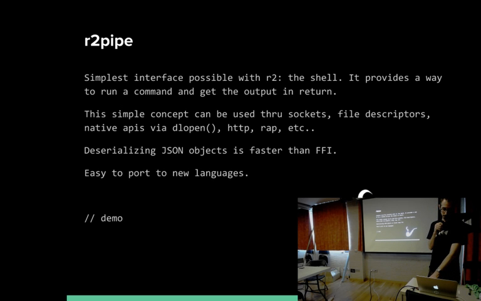Well, if you need speed, there are so many different ways to use R2pipe. You can start by spawning a new instance of radare. You can use file descriptors to pipe against the instance of radare. You can use native APIs like dlopen, so it will be just calling the C APIs directly from the language, just having a small FFI payload. And there are also some slow but useful communication channels like HTTP, TCP, RAP, etc.